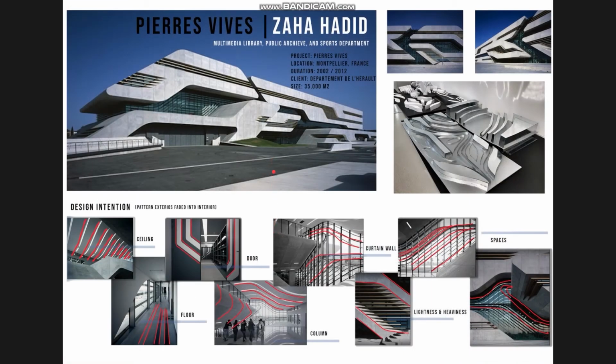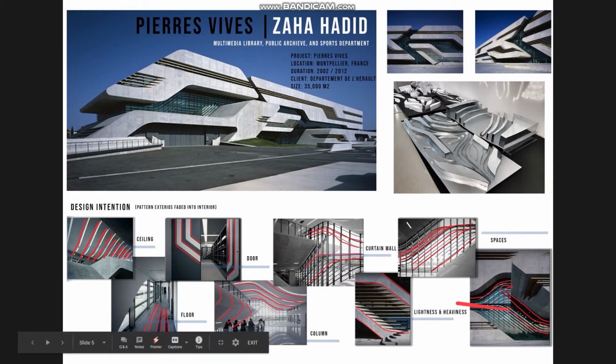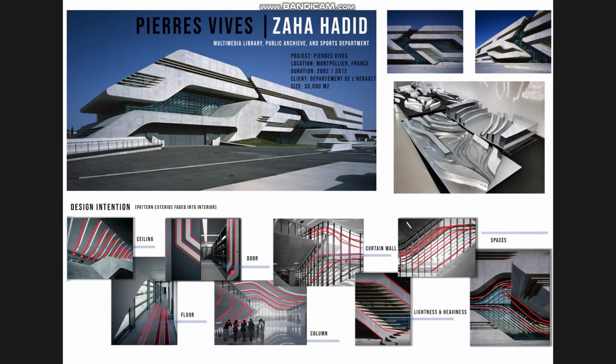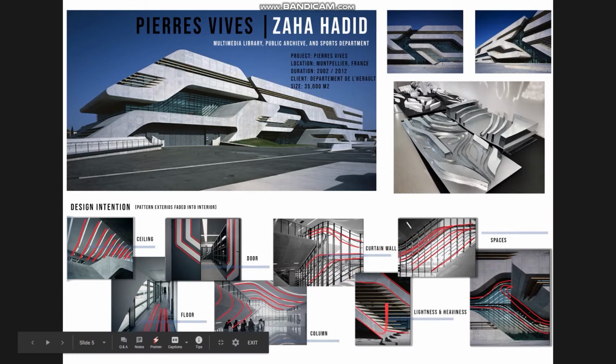Continuing with my case study, the Pierres Vives building by the famous architect Zaha Hadid. The idea of this building is actually a tree trunk laid horizontally, which relates back to my chosen craft, which is wood grain. I would like to highlight a special intention from Zaha Hadid, which is that the material articulates the direction to the various spaces. And the exterior patterns are brought into the interior spaces, such as the columns, the doors, the ceilings, and so on.